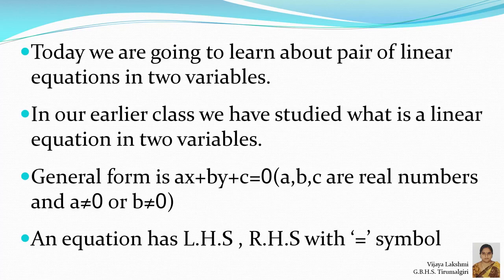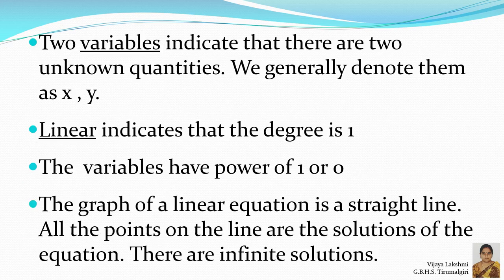The general form of a linear equation is ax plus by plus c equal to 0, where a, b, c are real numbers and either a or b is not equal to 0. An equation has LHS and RHS with an equal to symbol indicating that both the sides are equal. Now when we say two variables, that indicates that there are two unknown quantities. We generally denote them as x and y.